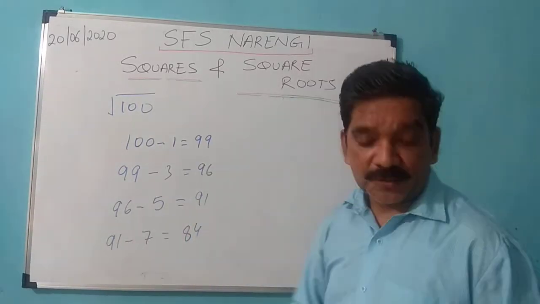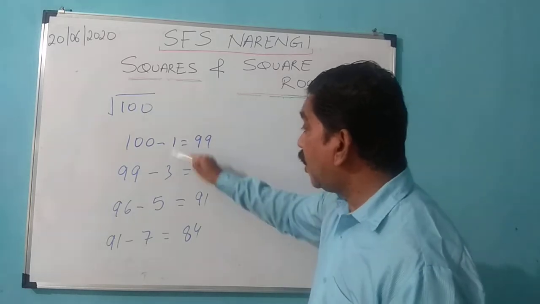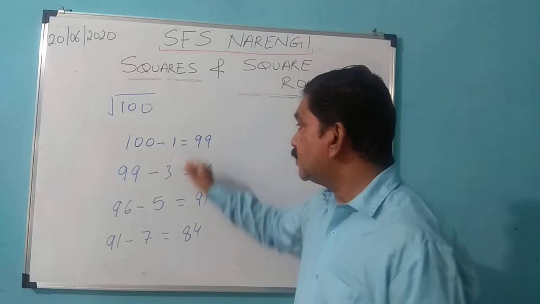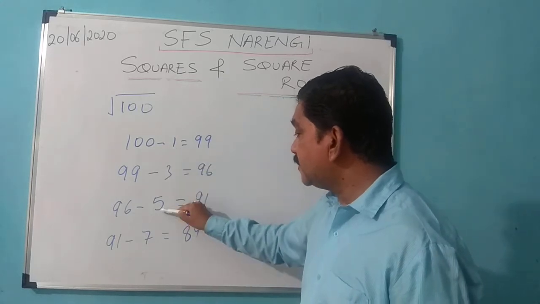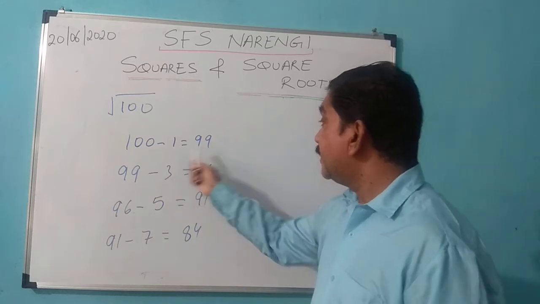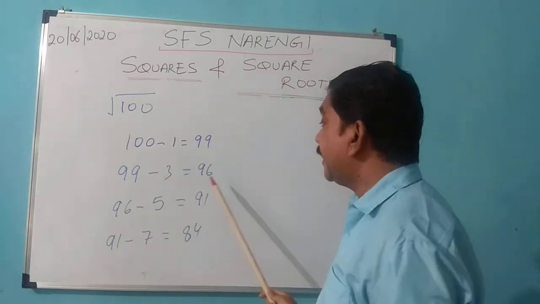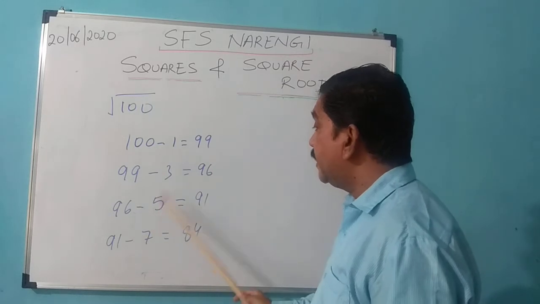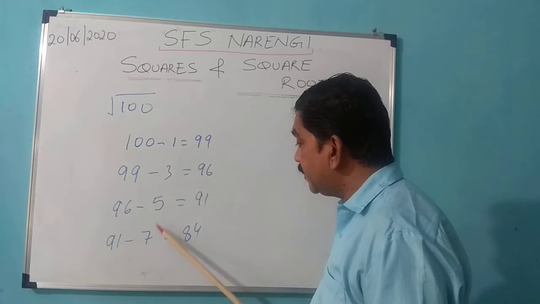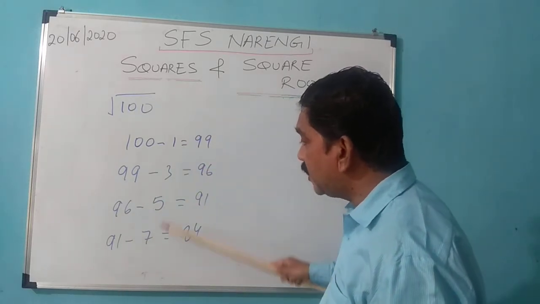Can you see the process here? What we are doing is subtracting the odd numbers from this 100, because we are supposed to find out the square root. So minus 1, minus 3, minus 5, minus 7. 100 minus 1 is equal to 99. Then this 99 will come here, then we will get 96. This 96 will come here, we will get 96 minus 5, 91. Then 91 will come here, then again we will subtract 7. 1, 3, 5, 7, these all are odd numbers.